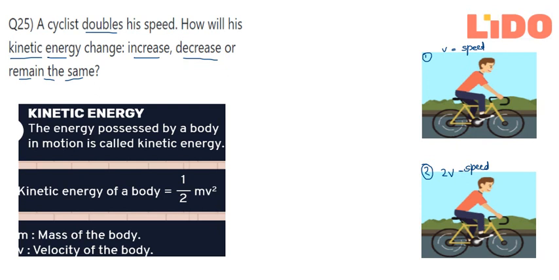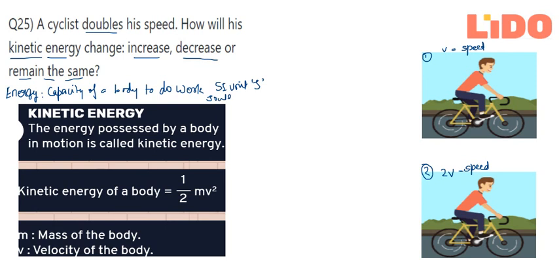Before going to kinetic energy, we should all know what we mean by energy in general. So energy is the capacity of a body to do work. So energy is the capacity to do work. Its SI unit is joule. Joule is the SI unit. It is also written as J, right? Now let's move ahead with kinetic energy.